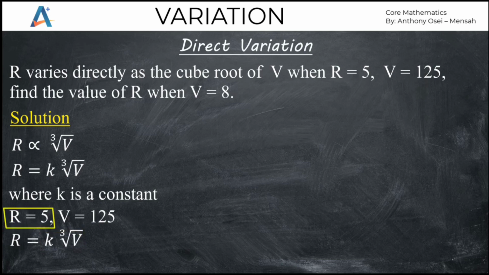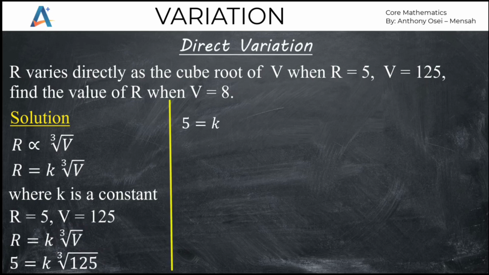But we have r as 5. So r is 5, it's equal to k, then the cube root of v. V is 125. So 5 will be equal to k times the cube root of 125, which is 5. Do that with your calculator. Cube root of 125 is 5. It means 5 raised to the power 3 will give you 125. That's the meaning. So 5 is equal to 5k.